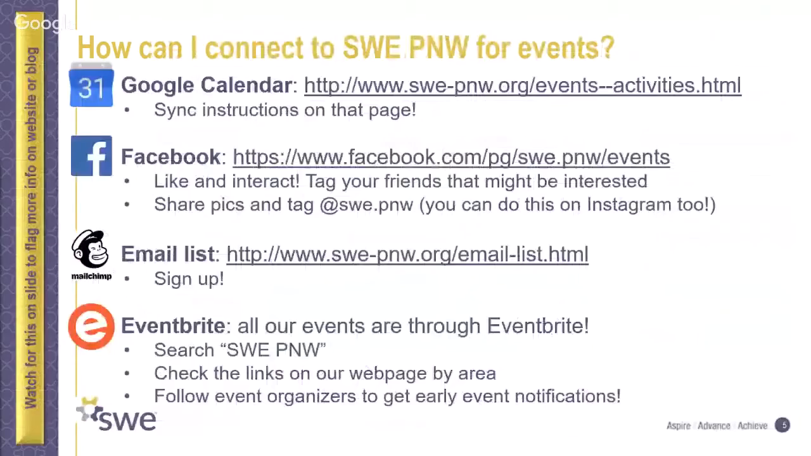And so you might be wondering how you can connect to SWE PNW for events. We've got a lot of ways to do that, and there's some really neat features on all of this stuff. On our website, we do have a Google Calendar. You can sync that to your own Google Calendar, therefore it can show up on your phone and in your calendar when you're looking at that, and those sync instructions are out on the webpage.